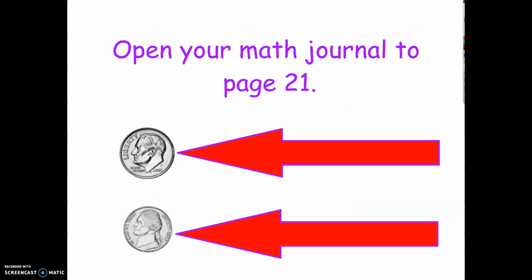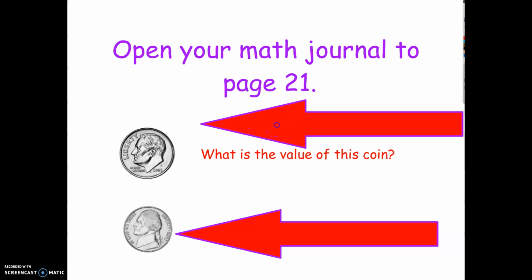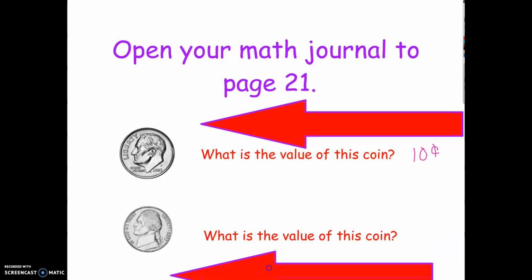Okay, so I have some coins here. I want you to take a look at what those coins are. So this first one is a dime. And what is the value of the dime? The value of the dime is 10 cents. Next we have a nickel. And the value of a nickel is 5 cents.